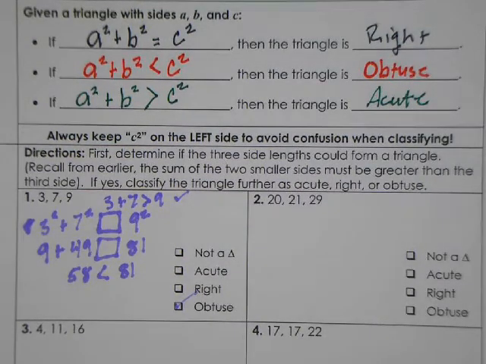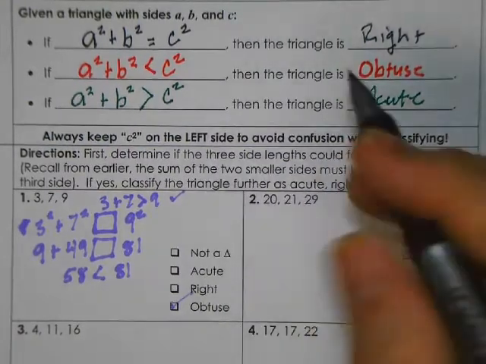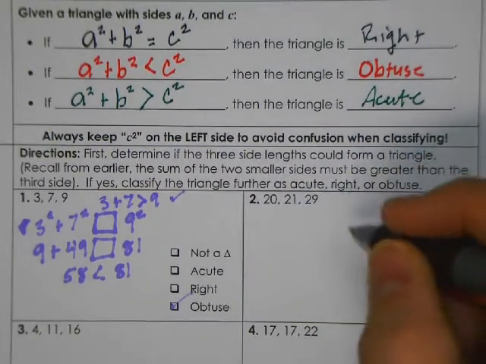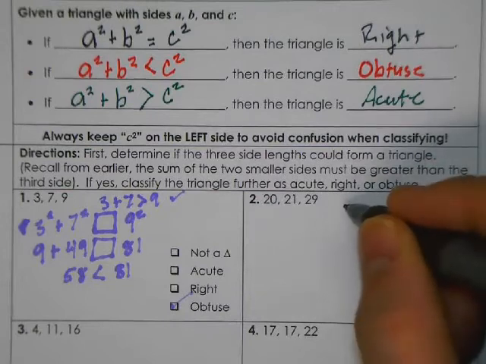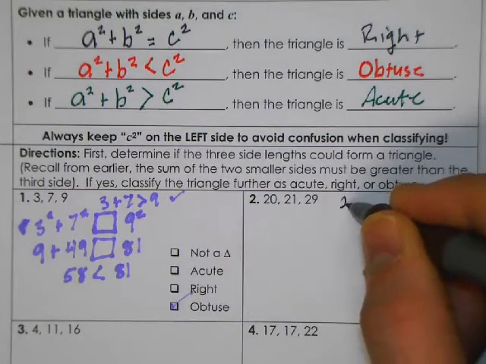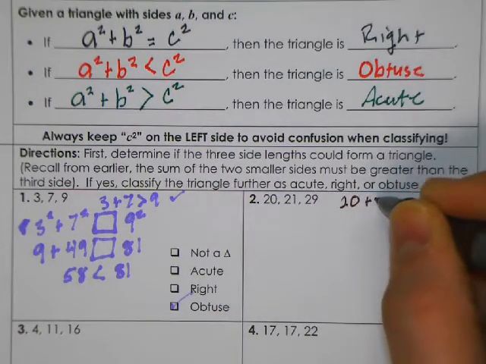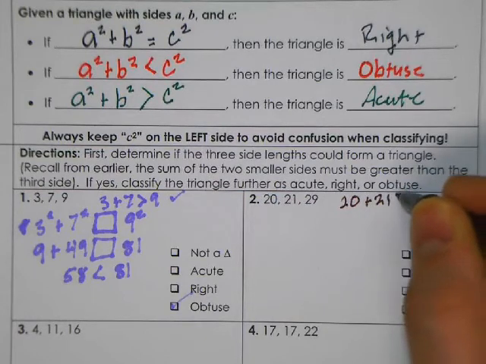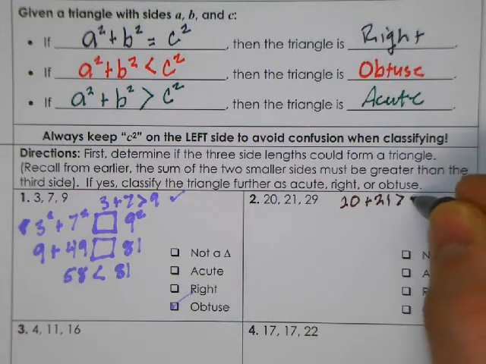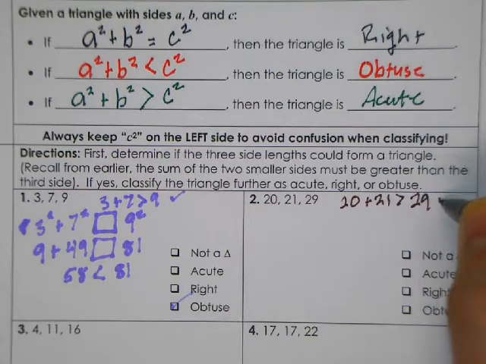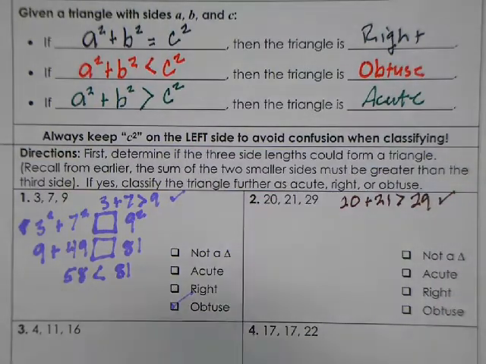So let's try another one. Let's try this next problem here. Again, I want to know, is this going to make a triangle? And this one should be pretty clear that it'll make a triangle because 20 plus 21 is 41, and 41 is definitely greater than 29. So we definitely have a triangle here.